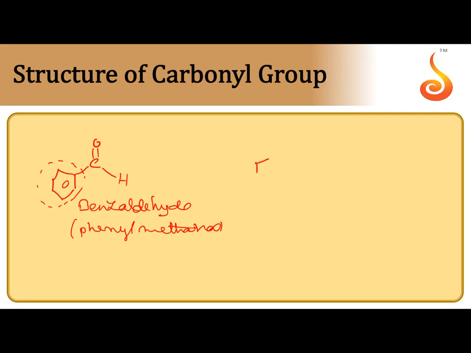Coming to ketones, if CO has on the other side an alkyl group or an aryl group, any one may be there, this is an aromatic ketone. The CO of the ketone group is directly attached to an arene ring. So alkyl aryl ketone, diphenyl ketone.